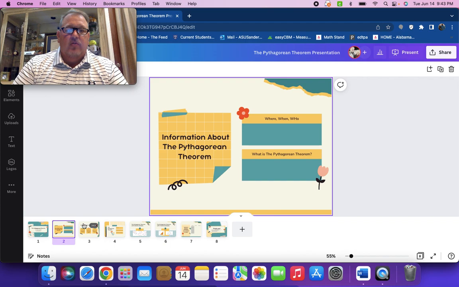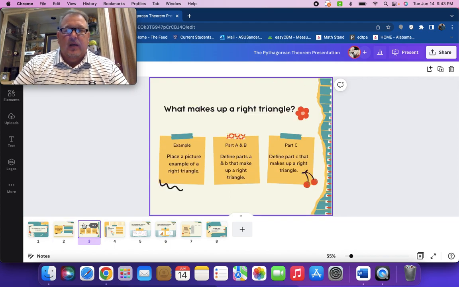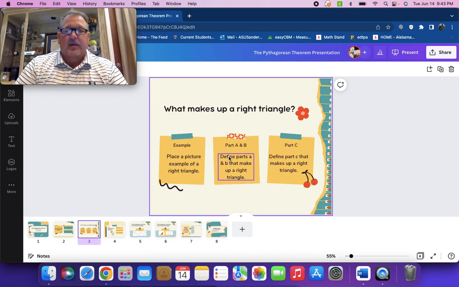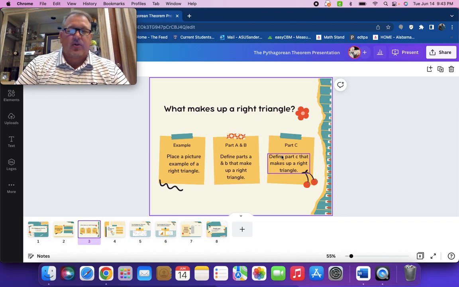And then you'll move on to the next slide and what makes up a right triangle. You'll need to show an example of a right triangle. You'll copy and paste a picture in there. Under parts A and B, label them, tell me what A and B are and describe them. Part C, you're going to do the same thing.